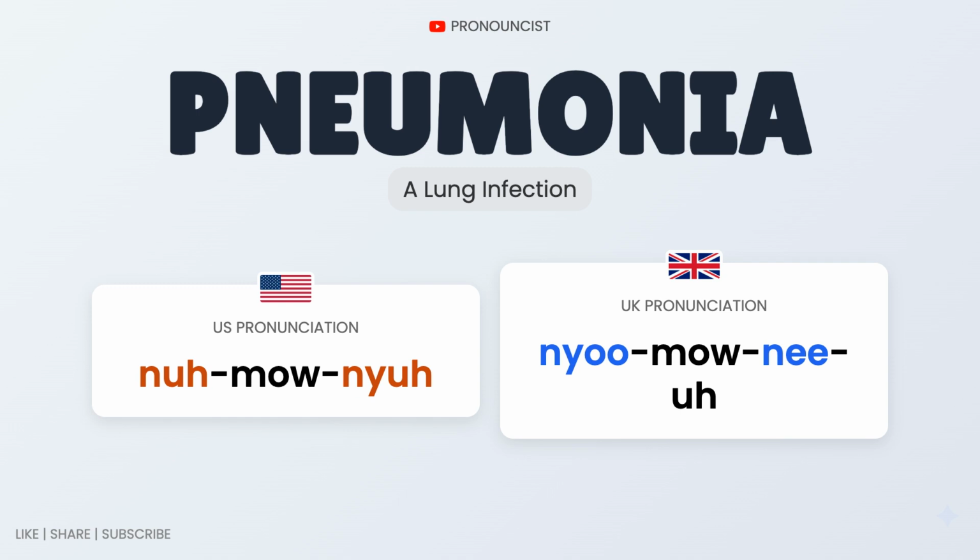Practice repeatedly and you'll soon be able to say this word perfectly. The best way to practice is to repeat the syllables multiple times. The meaning of the word is a lung infection. Try repeating this word several times to improve your pronunciation.